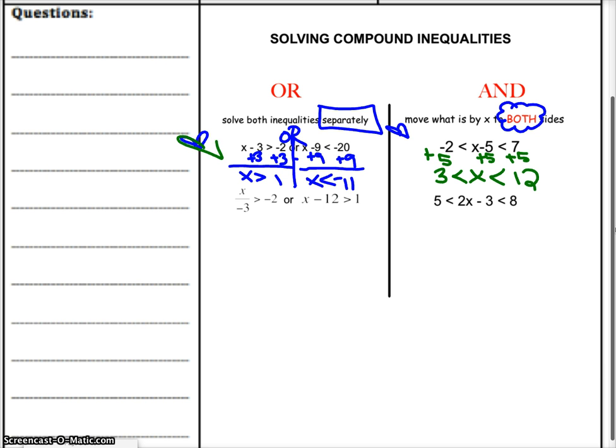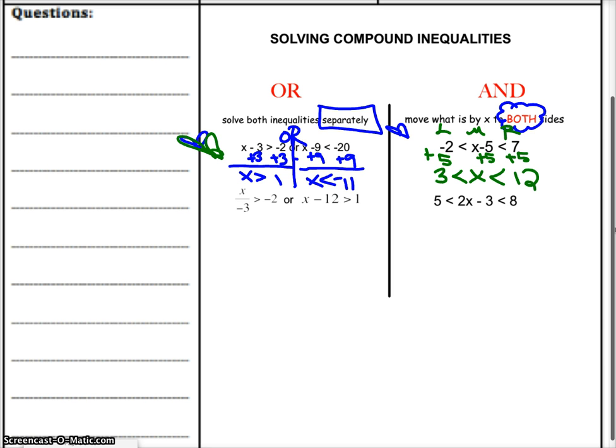This first one we did, not new. I mean, the vocab word of or is new, but it's not a new philosophy. This is new. So how many things do you need to add 5 to on this first one? All of it. And how many parts are there to this and compound? 3. There's a left, there's a middle, there's a right. So whatever you do to the middle, you need to do to the left and right as well.